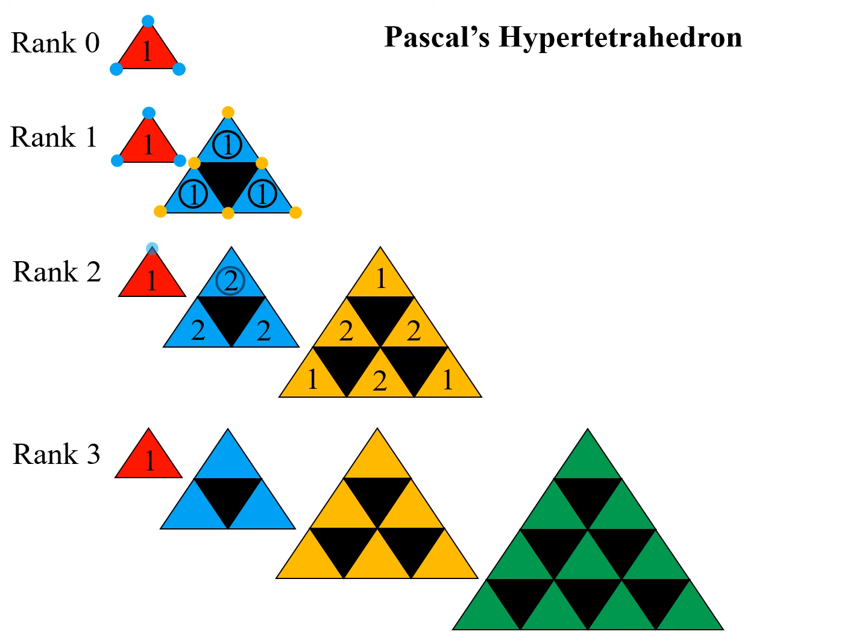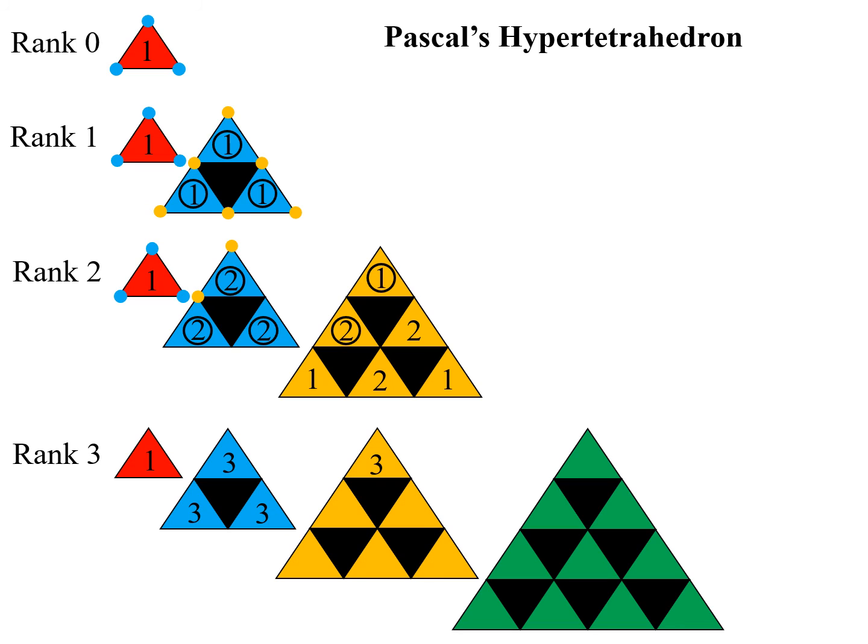Rank 2. Red 1 plus blue 2 equals rank 3, 3. Rank 2. Blue 2 plus orange 1 equals rank 3, 3.